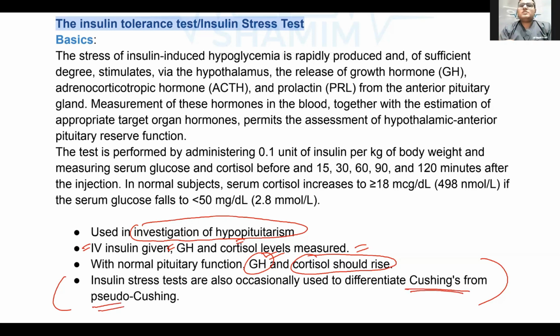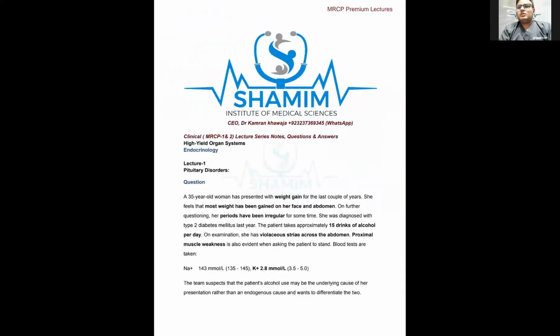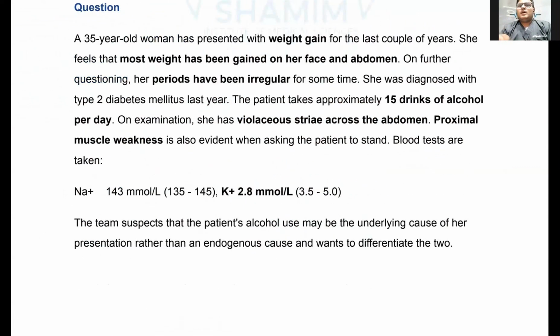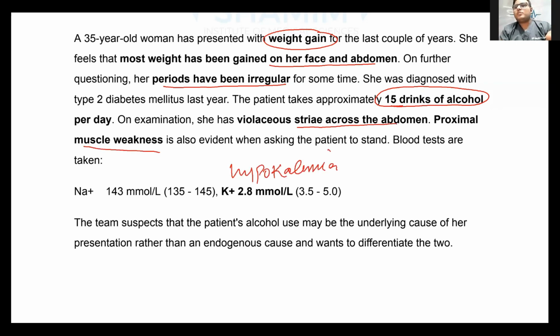Coming back to the scenario we discussed initially: a 35-year-old woman presented with weight gain on her face and abdomen, and irregular periods. She has a history of alcohol use, 15 drinks per day, striae across the abdomen, muscle weakness, and hypokalemia. The team suspects that the cause is alcohol use disorder. So what is the test that can differentiate the two?